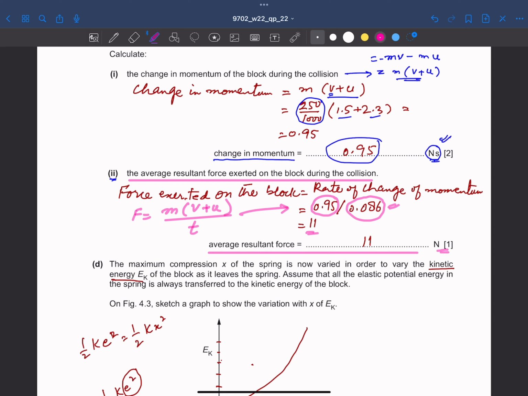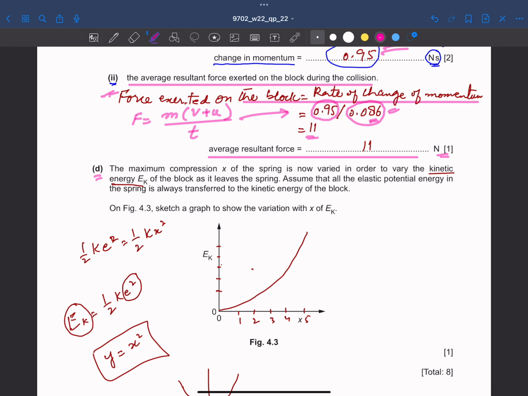So again the same thing, as the mark is only 1 mark, you can directly use this formula: the force exerted on the block is nothing but the rate of change of momentum. The change in momentum you have already calculated, the time you have here, so just use the formula and get the result.